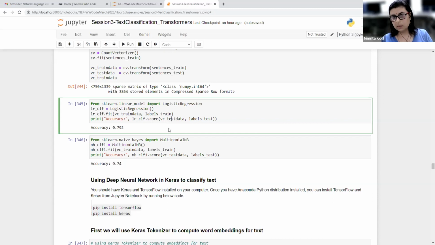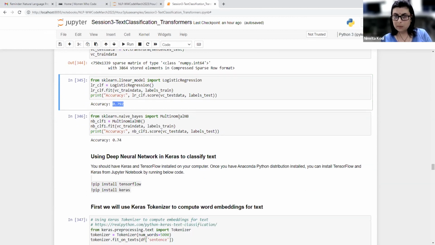We can evaluate its accuracy using the score function, which needs you to pass the vector forms of test data and the actual labels of test data from the data set. So incidentally, we measure the accuracy as 79% here.